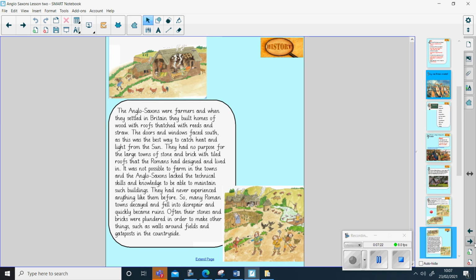But what the Anglo-Saxons did do was use the stones from the buildings for things like walls around their farms and around their fields to keep the animals in.